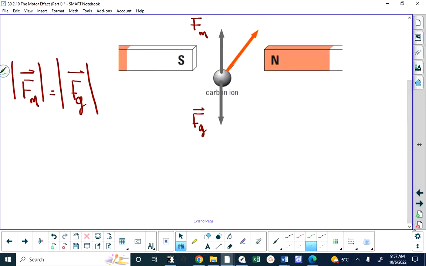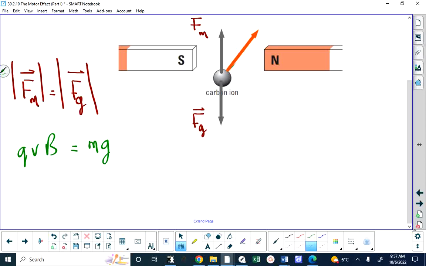So what we can do here is we can write QVB. That's how we calculate the magnitude of the magnetic force equals mg. And as I'm fond of saying, the physics is done. That's the physics. Now comes the math where we have to put numbers into that formula that we developed.